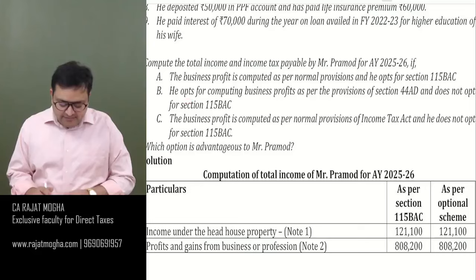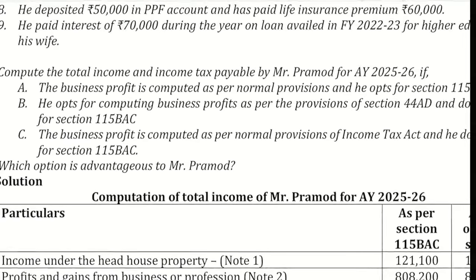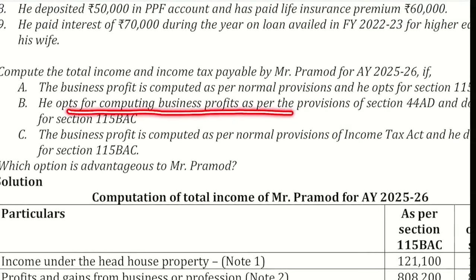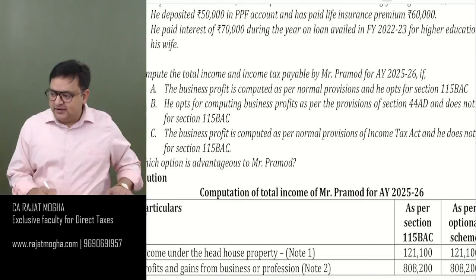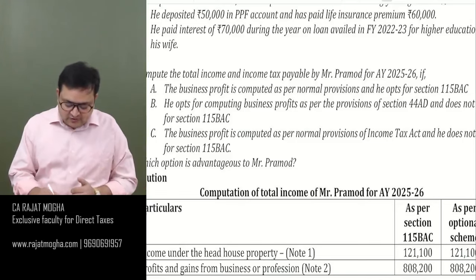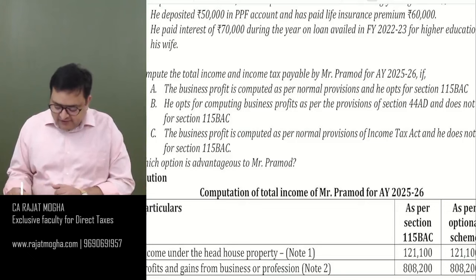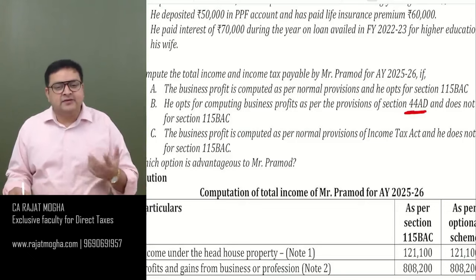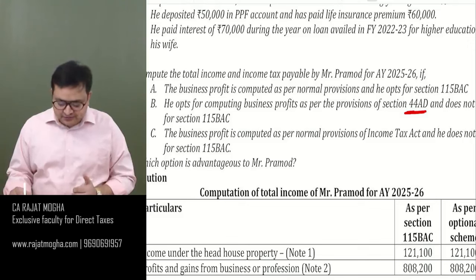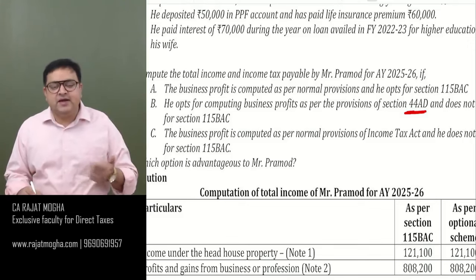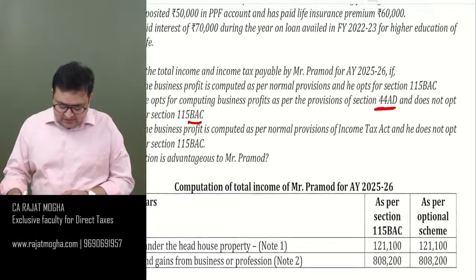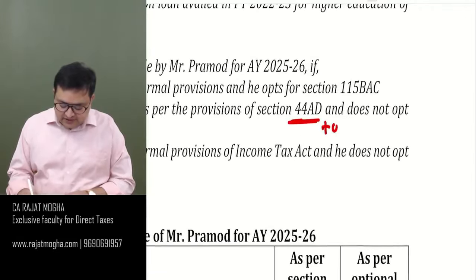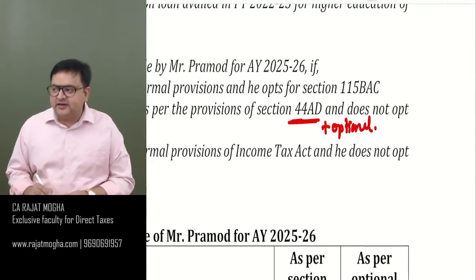Okay. B point says, if he opts for computing business profit as per the provision of 44AD and does not opt for 115BAC. In B point, they are asking that compute his business income as if he is opting for the provision of 44AD. What is 44AD? Presumptive income. Because in presumptive income, we generally see the turnover, right? So they are saying that compute his PGBP income as if he is opting for 44AD and does not opt for 115BAC. That means 44AD plus optional regime. We have to compute his tax as per the optional regime.